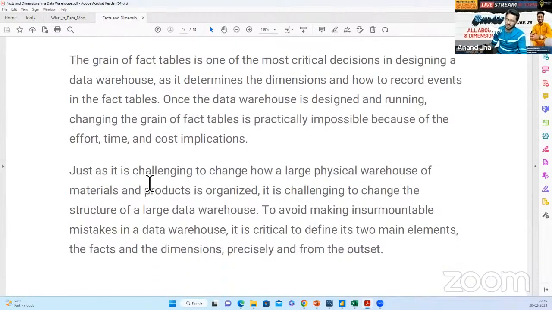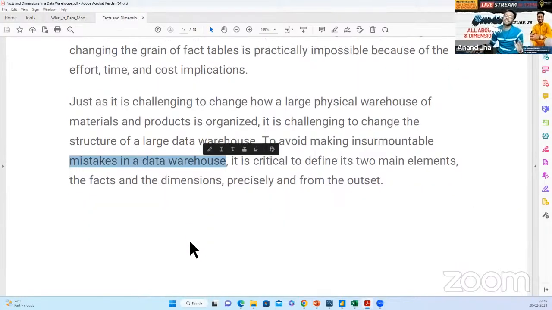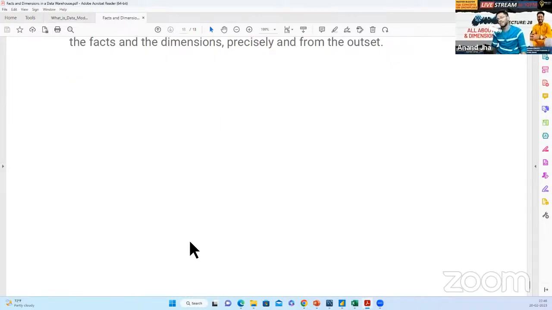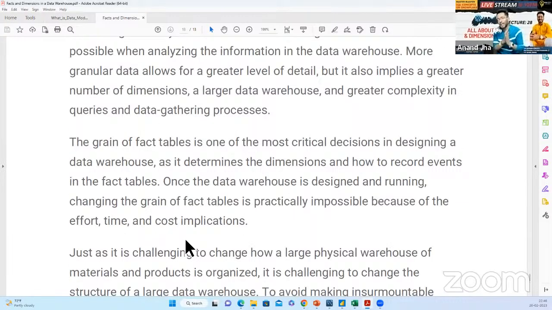Clear? So it is challenging to change how a large physical warehouse of material and product is organized. It is challenging to change the structure of a large data warehouse, so to avoid making insurmountable mistakes in a data warehouse, it is critical to define these two elements, facts and dimensions, precisely and from the outset. This is all about the overview I have given in great detail about facts and dimension tables.